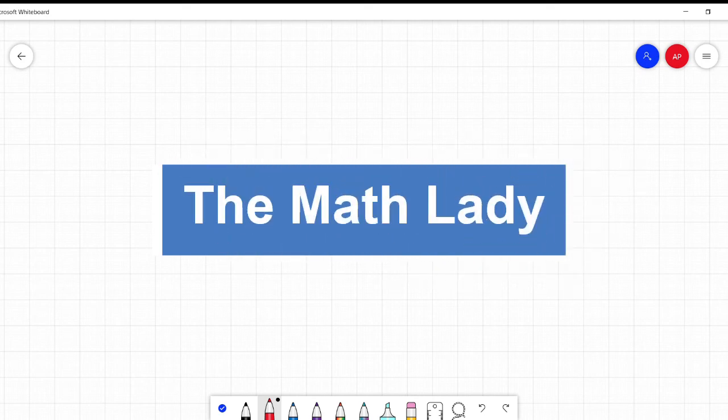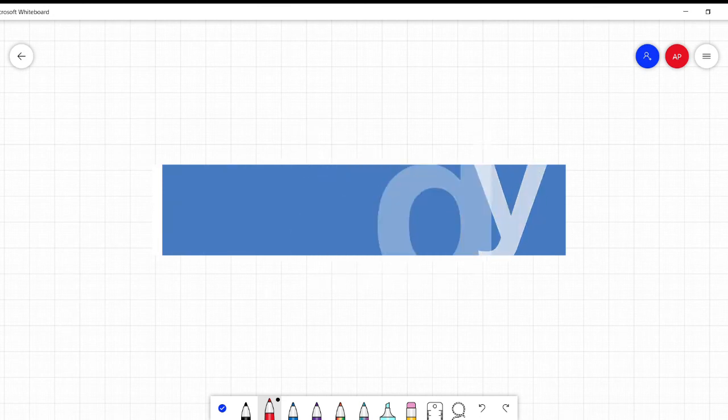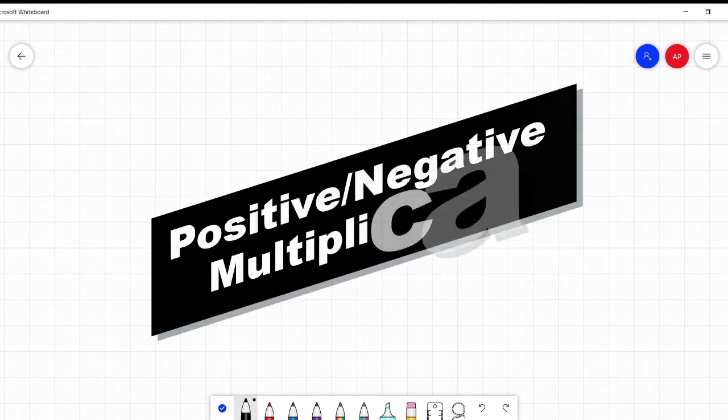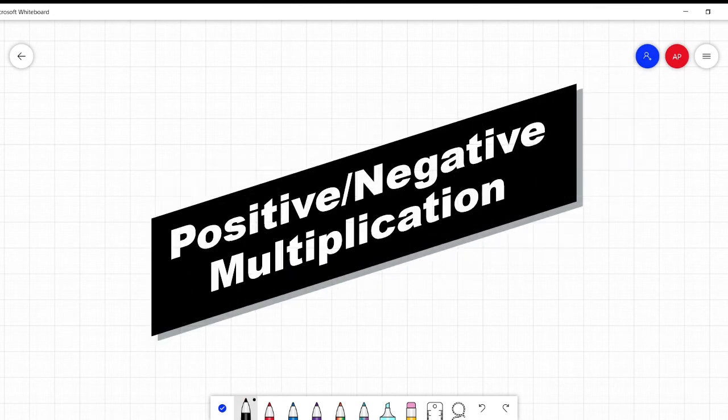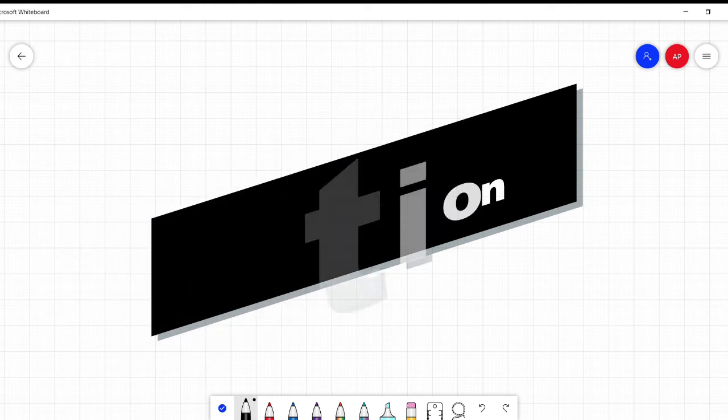Hello everyone, it's the Math Lady, and today we're going to talk about multiplying positives and negatives together. Okay, multiplying positives and negatives.